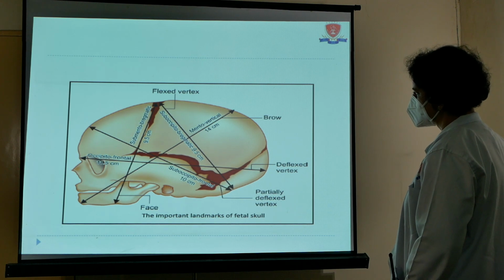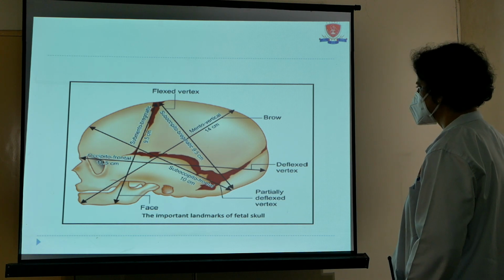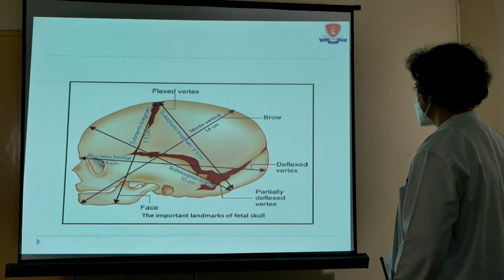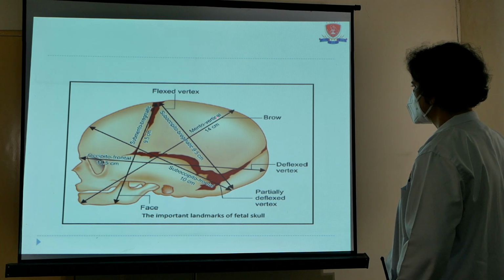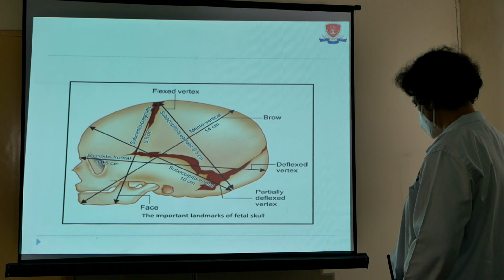And the next is when the head is in between the extension and the flexion, then it is mentovertical. This is mento and vertical. It is 14 centimeter and it is the largest diameter of this skull.